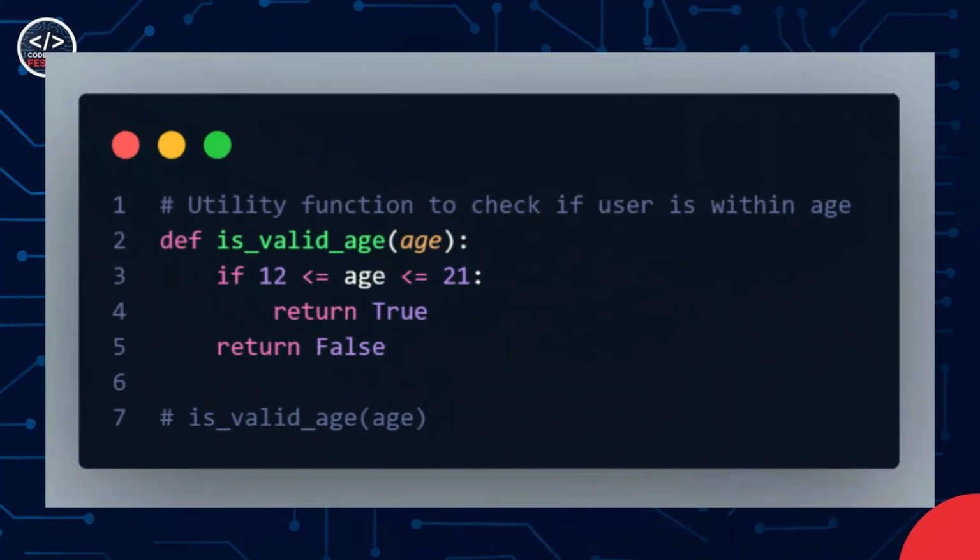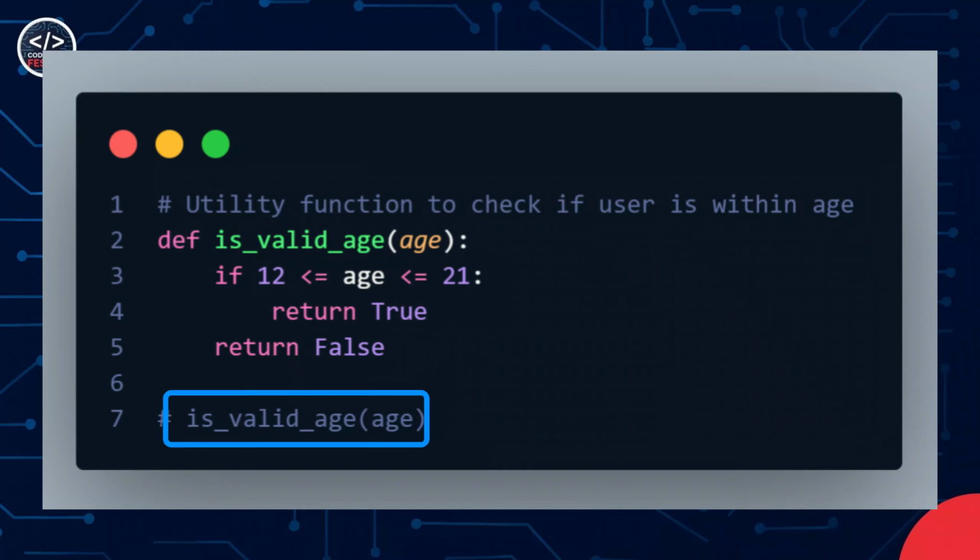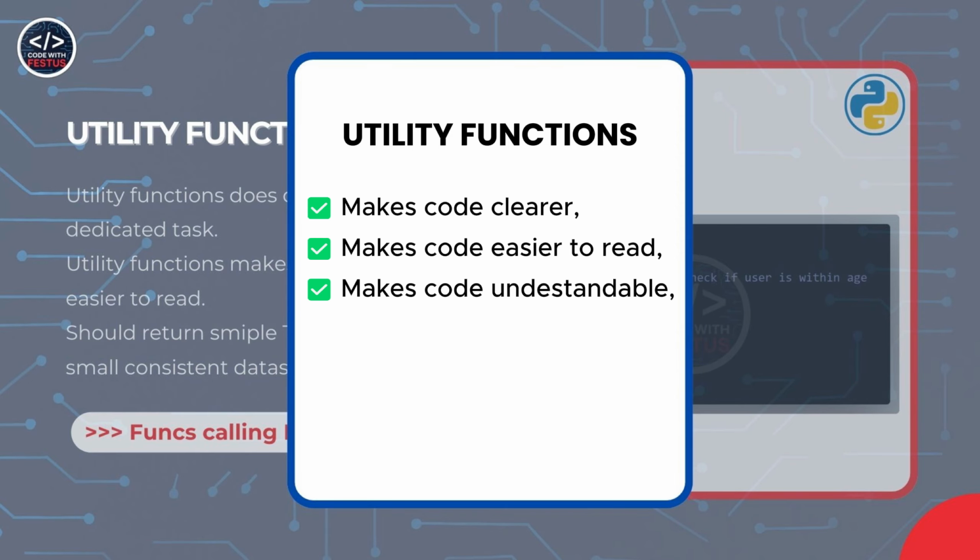Instead of writing if 12 <= age <= 21, we'll write if is_valid_age(age). Now the teacher's intention is clear. Small functions like this make programs easier to read and reason about.